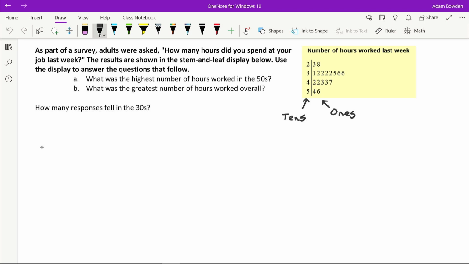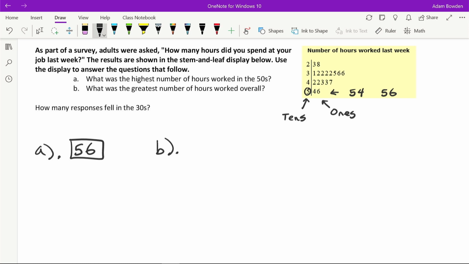So the first question is, what's the highest number of hours worked in the 50s? Well, in the 50s, we have two values. We have 5 followed by 4 and 5 followed by 6. So the biggest of those two numbers would be 56.